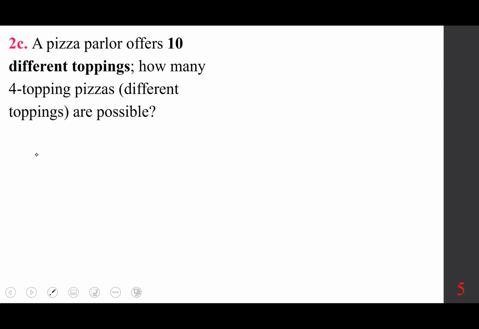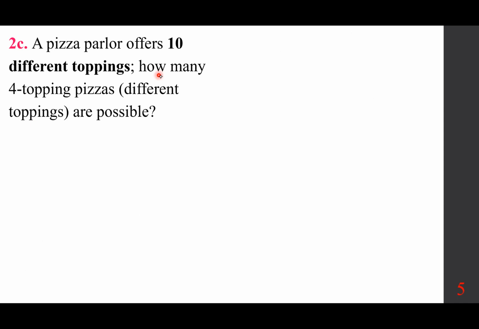A pizza parlor offers 10 different toppings. How many 4-topping pizzas, different toppings, are possible? It's important to notice that order is not important here.